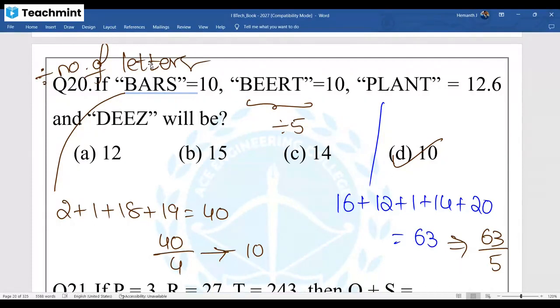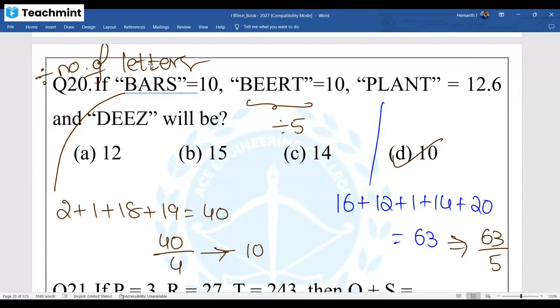In this recent recruitment, they gave number of letters plus 1. Reason, they gave as 5. Reason word, how many letters? 6. They gave as 5. Believed, they gave as 7. Believed has 8 letters, they gave as 7. Number of letters minus 1. Reason has 6 letters, they gave 5. Believed has 8 letters, they gave 7.